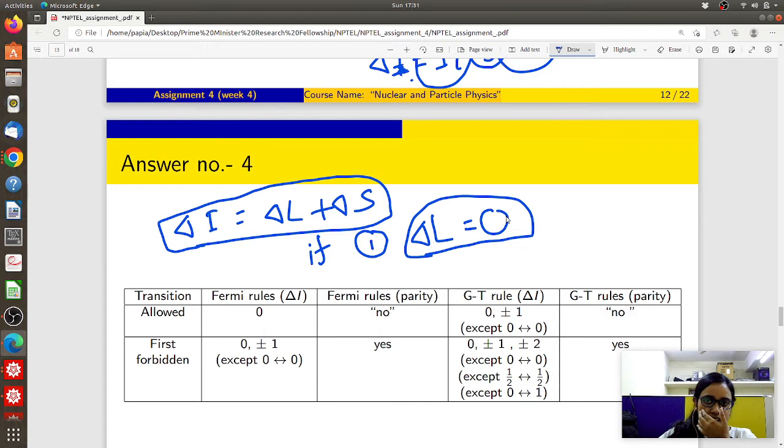So if delta L is 0, that means in that expression obviously delta I should be delta S, because delta L is 0 here. So that means delta I is delta S. Now coming to the second condition.